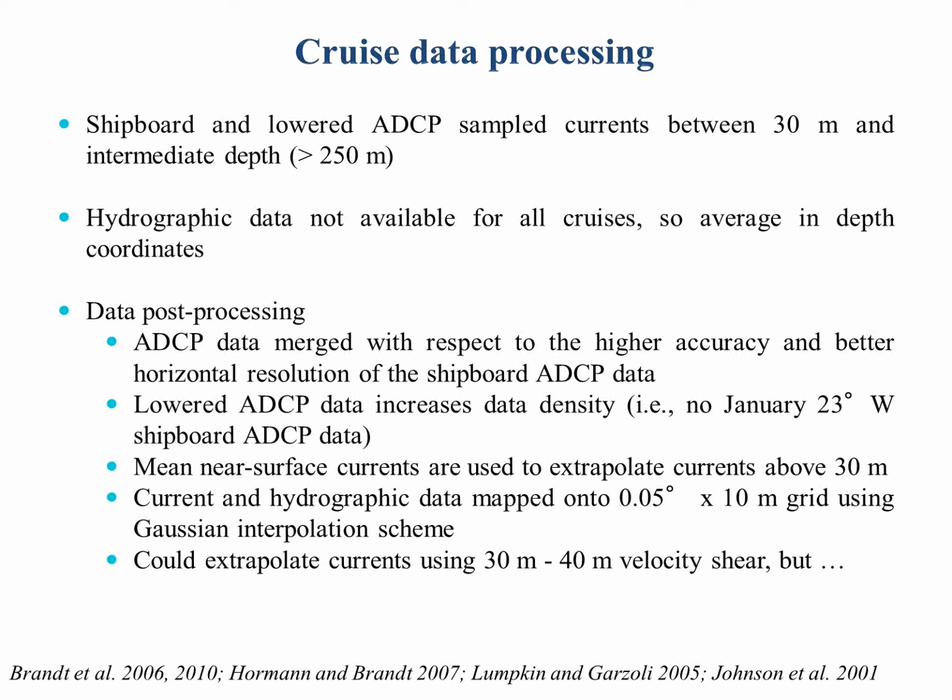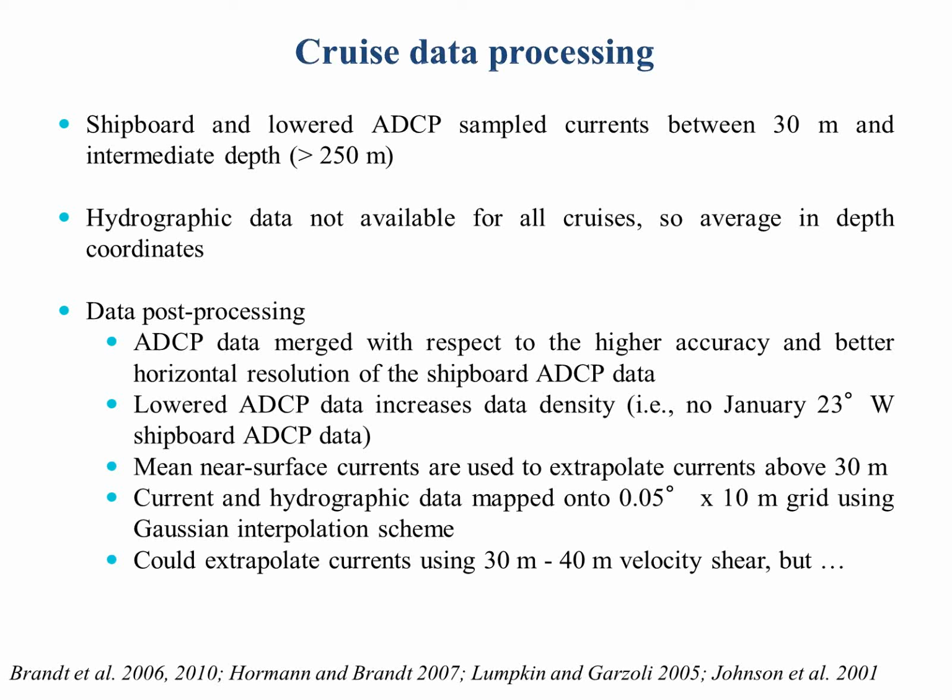What we did was we took the shipboard and lowered ADCP current. So as I said, they're all on different grids because each cruise serves a different program, and on different ships. So the resolution is not always the same, and the depth range is not always the same. But they have this common region of 30 meters to an intermediate depth of 250 meters. Not all of the cruises have hydrographic data, so when I average together all the shipboard data, I do it in depth coordinates. If I had hydrographic data for each cruise, I could average in isopycnal coordinates, which has been done in other studies, but we don't have that data.